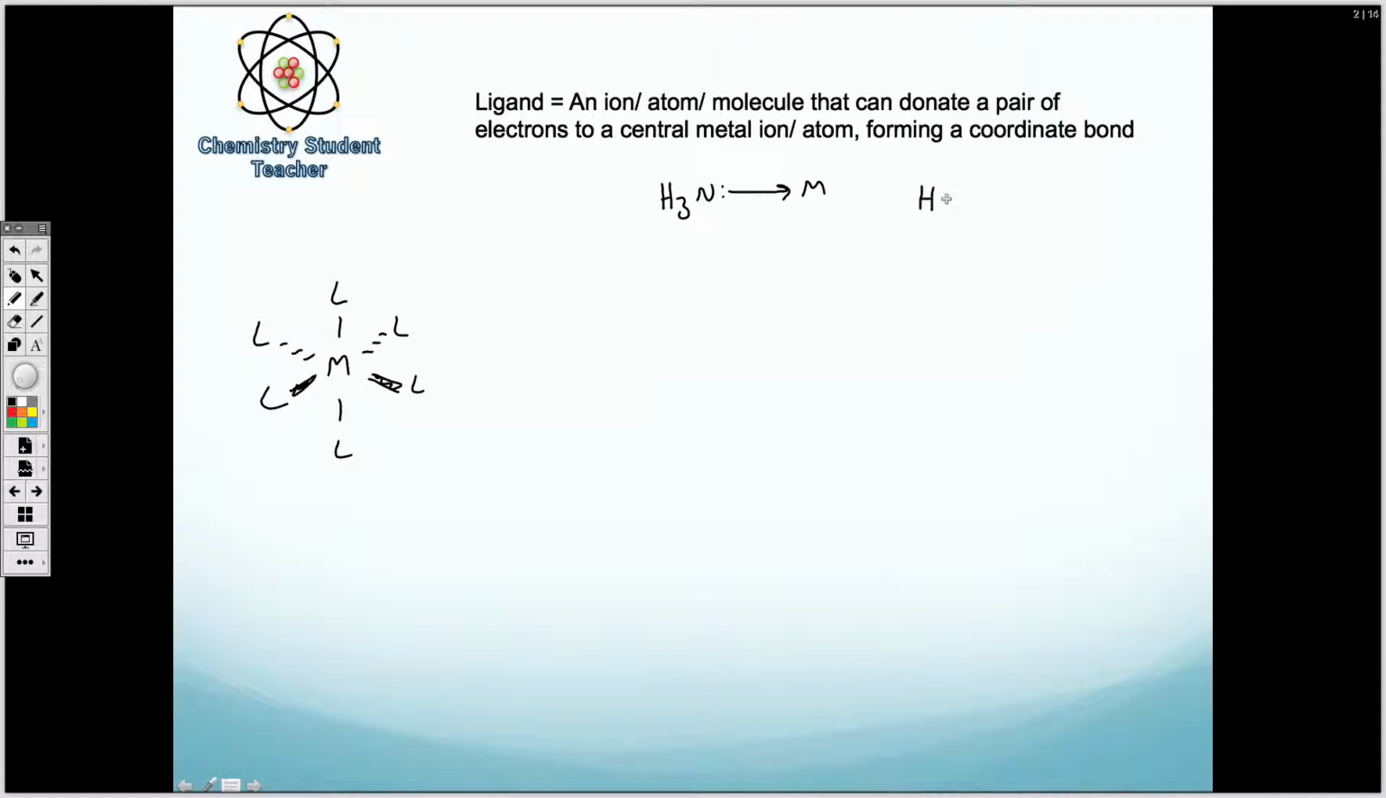Whereas if you have something like HCl, you've got 1 electron from the hydrogen and 1 from the chlorine. So it's not a coordinate bond as there's 1 from each, but it is a covalent bond.